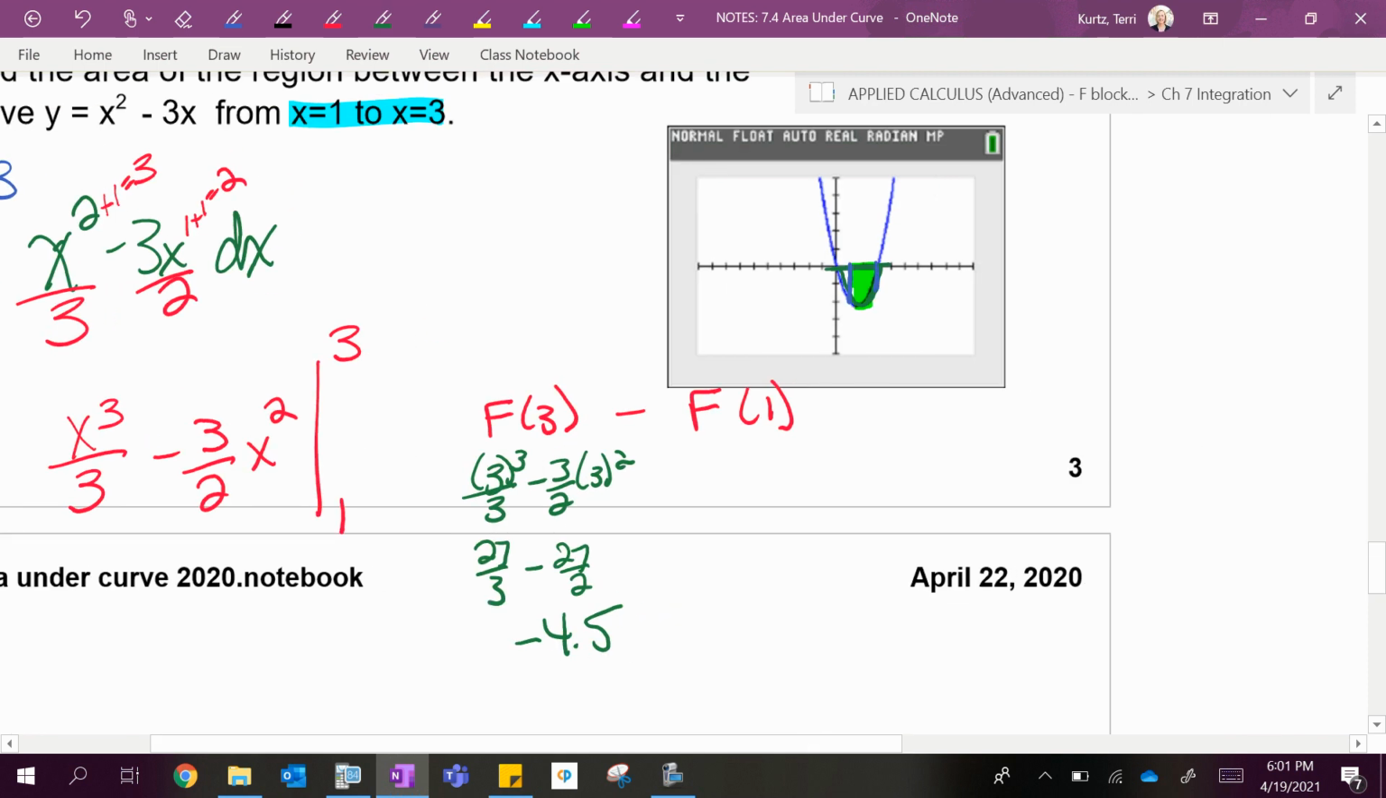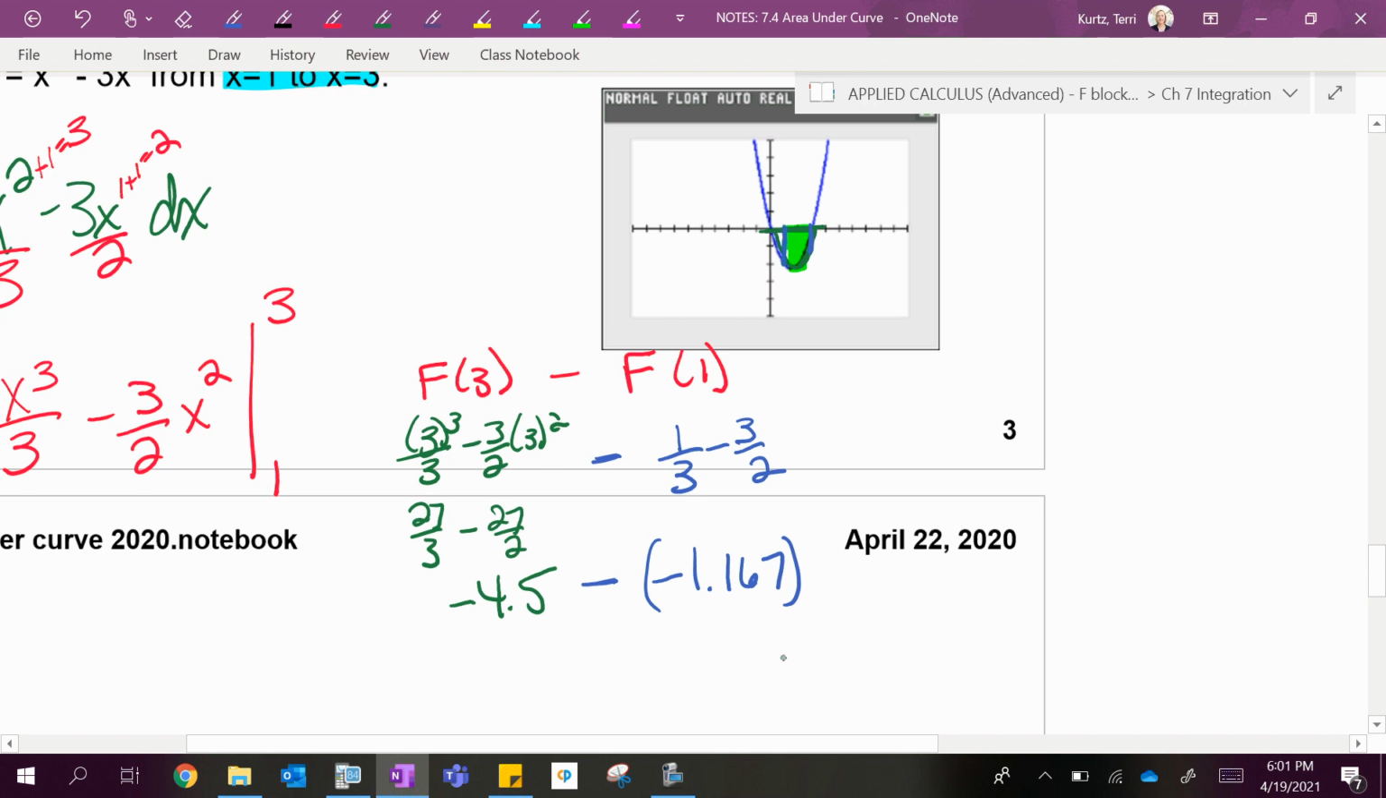And then minus, we've got 1/3 minus 3/2, basically, with the positive x of positive 1. And that's going to give us a negative 1.167. So when we subtract negative 4.5 minus negative 1.167, we end up with negative 3.33.